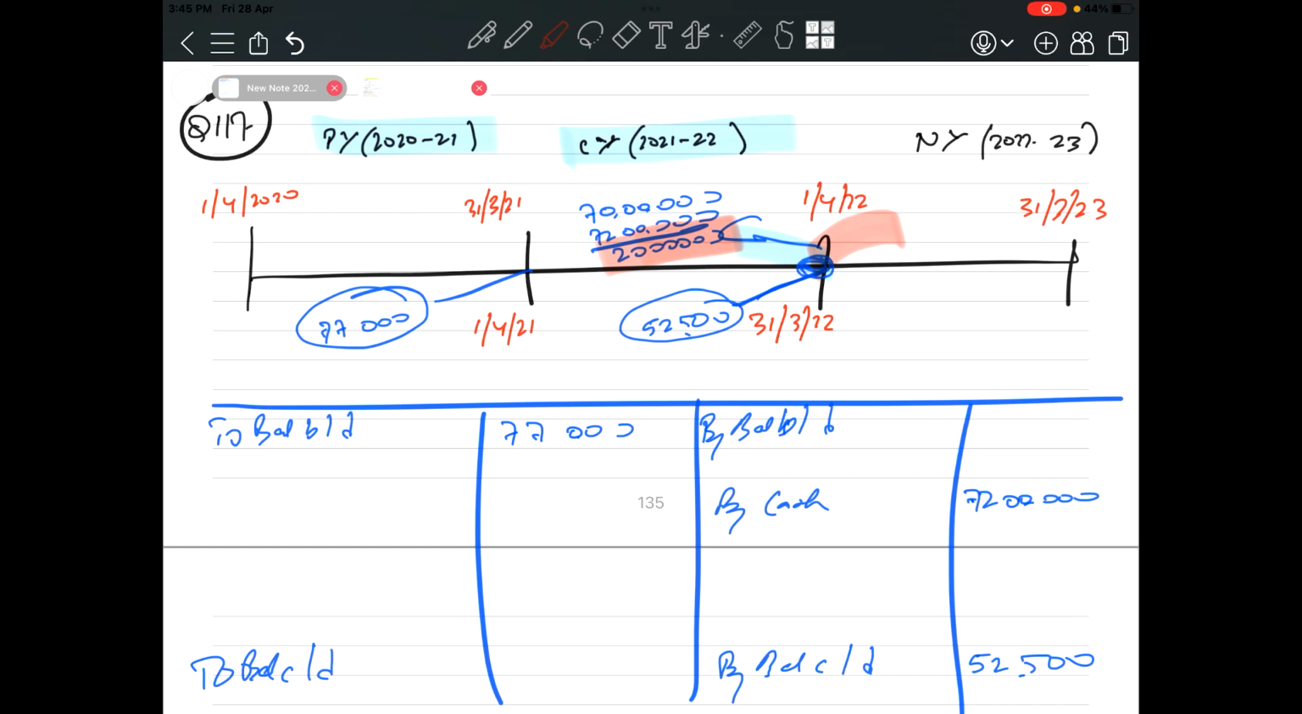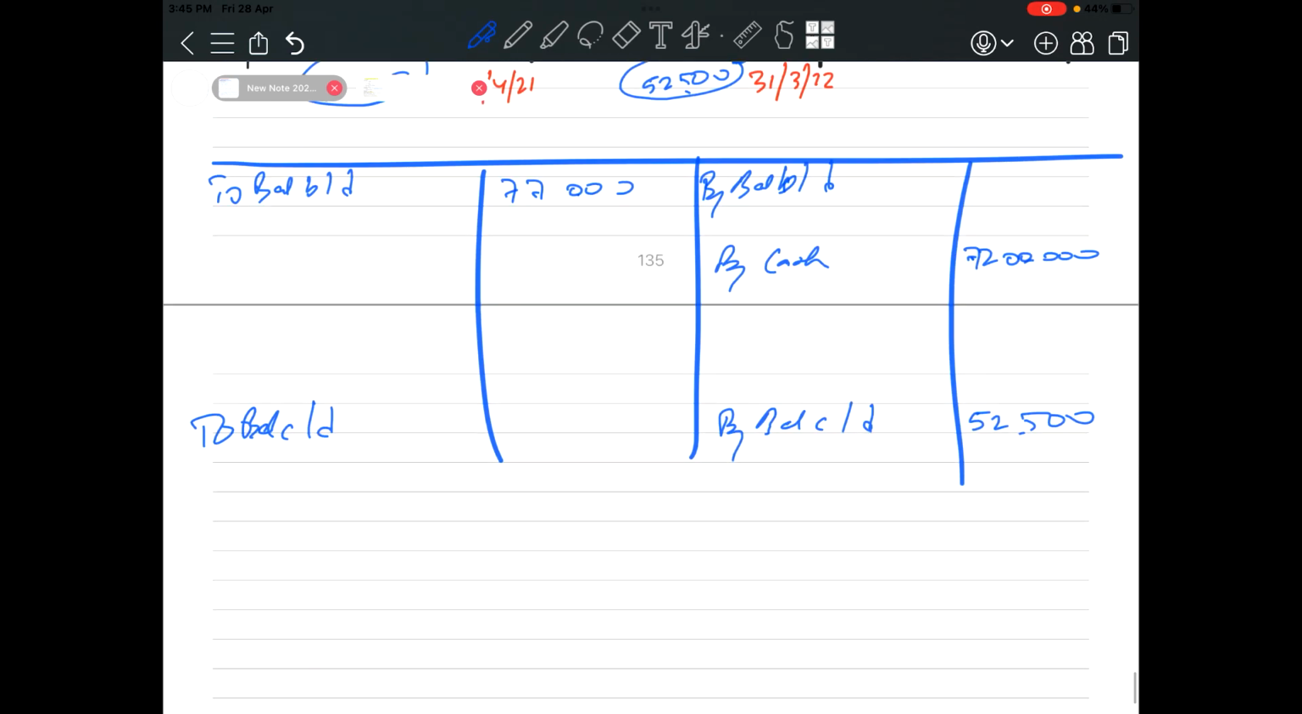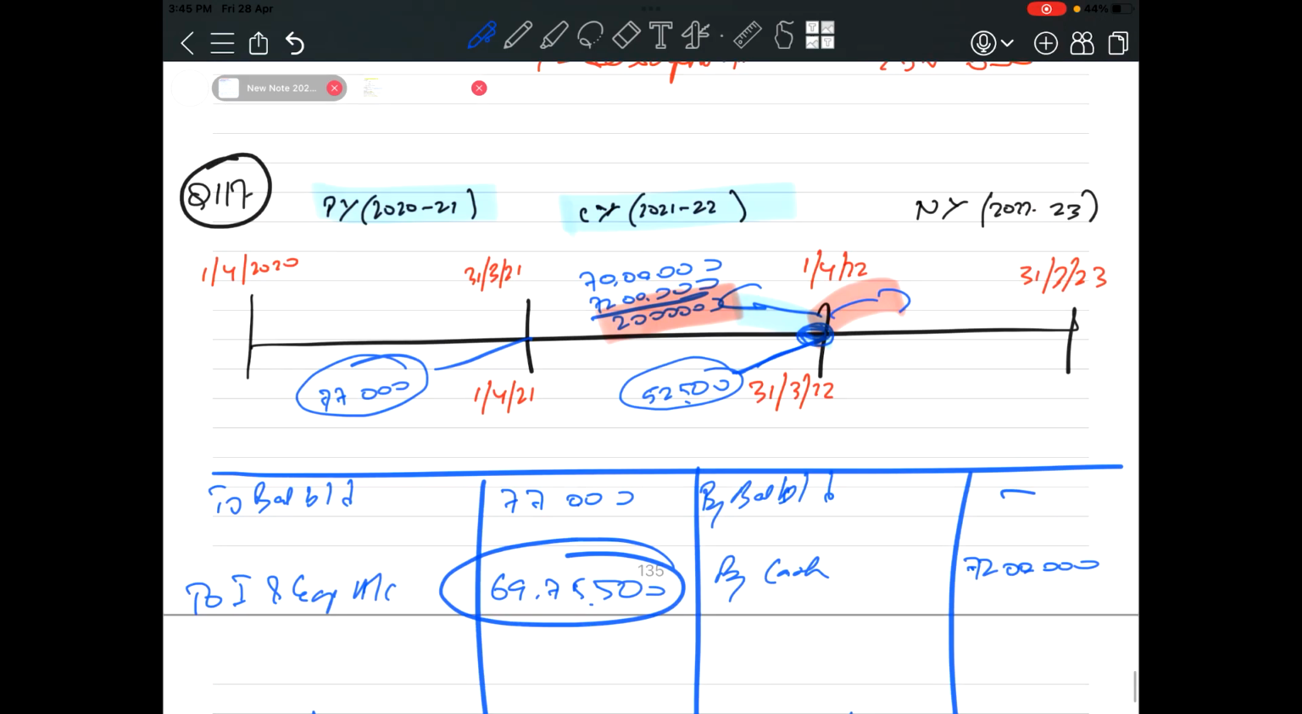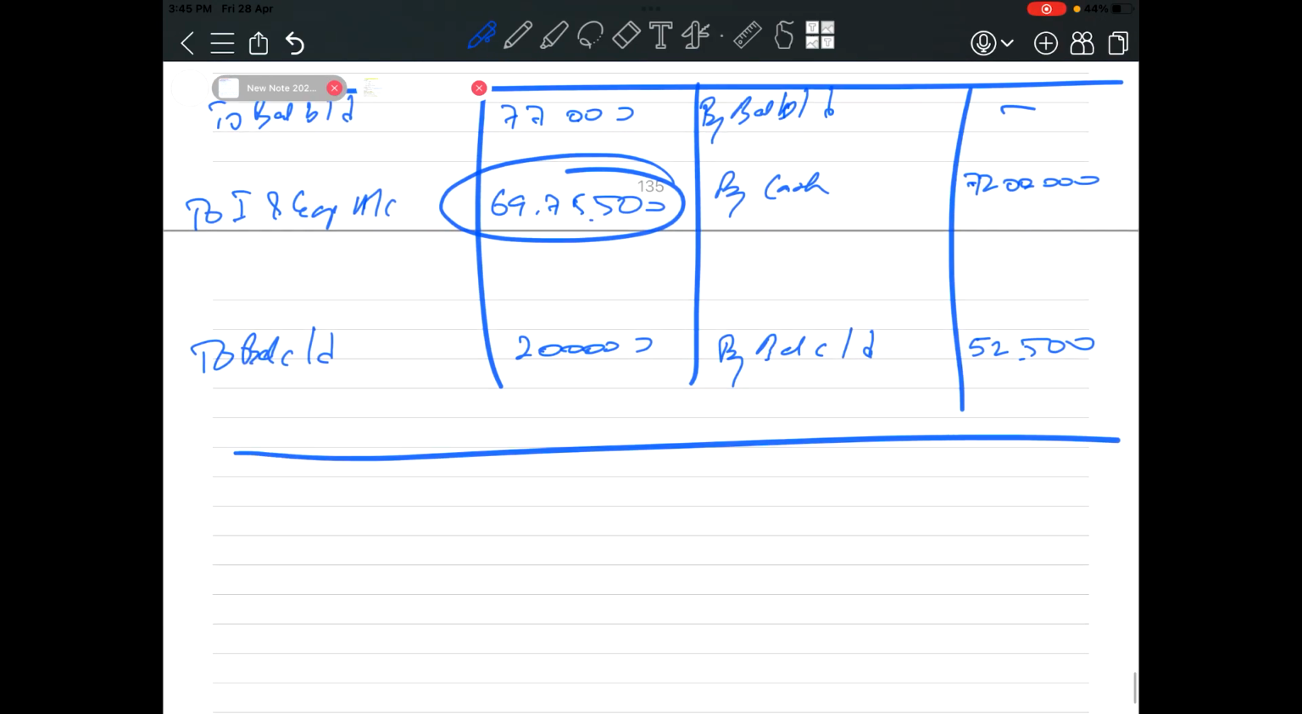The benefit the members will get is in the next year. Okay, so this will be my closing liability. The closing liability will come on the debit side. So 2 lakhs. Now you can find out the balance, and it will be the amount transferred to income and expenditure account. Okay, 72 lakhs plus 52,500 minus 77,000 minus 2 lakhs. What is the amount to income and expenditure account? 69,75,500. Okay, so I hope you understood this.